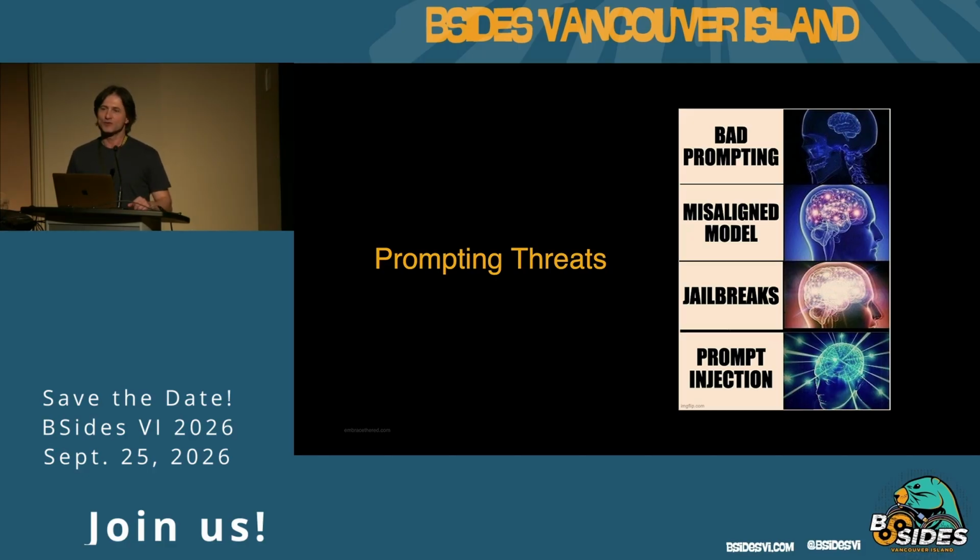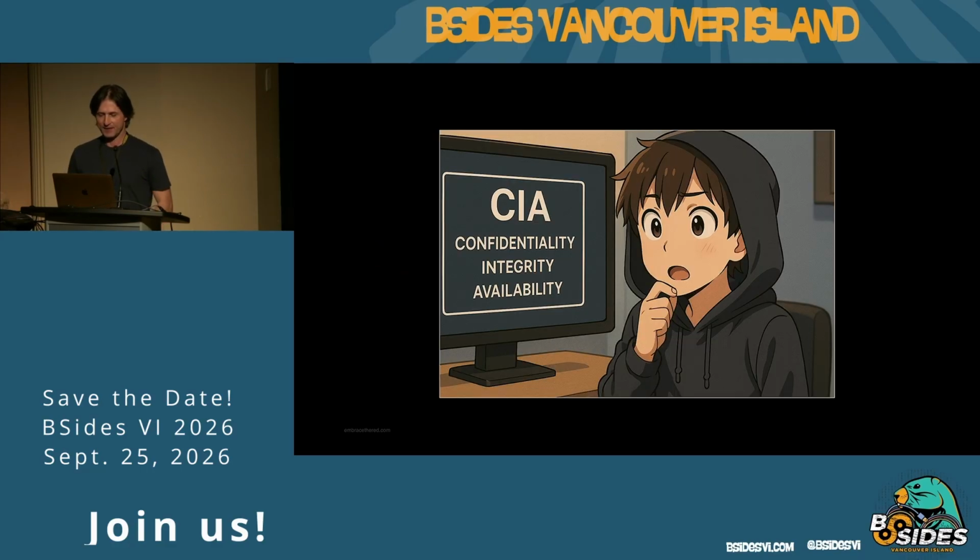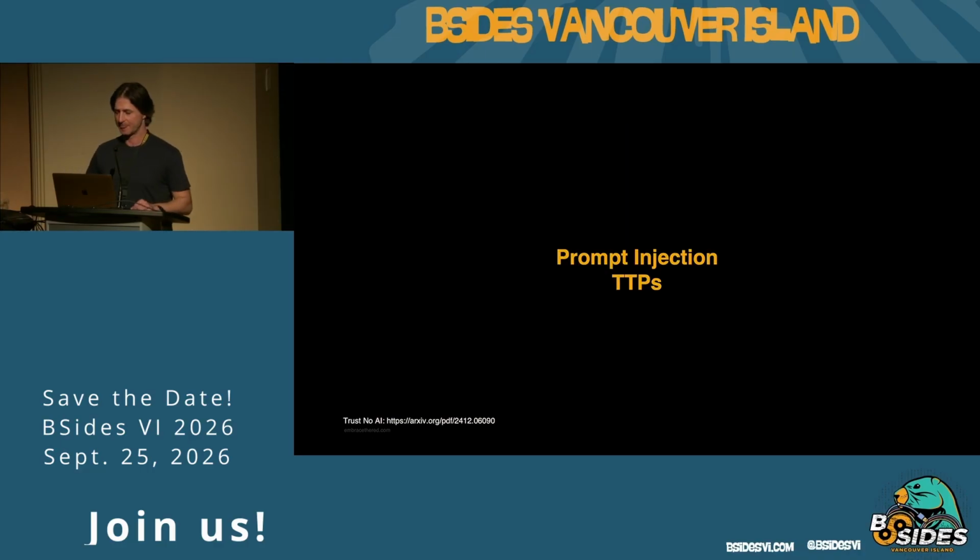And then we have this whole threat class of prompt injection. And when I say prompt injection, I typically mean indirect prompt injection, which means there's a third-party adversary that controls parts of the prompt. And all of that has implications for the confidentiality, integrity, and availability of computer systems, the core pillars of information security.